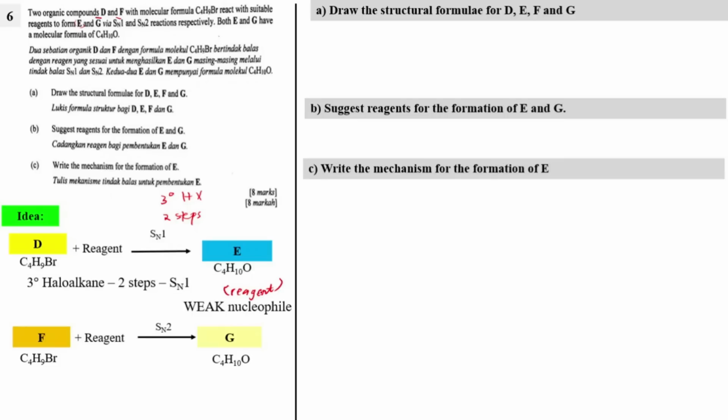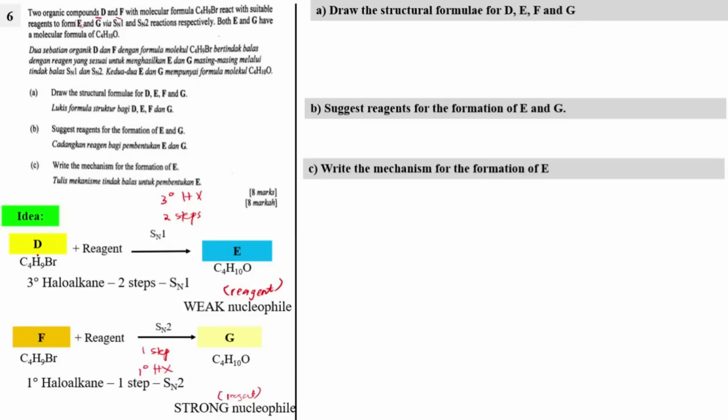So the reagent we must use is a weak nucleophile. Meanwhile, for SN2, it involves one step and it usually occurs for a primary haloalkane. So SN2 is one step with a primary haloalkane, and our reagent here needs to be a strong nucleophile. Okay, so from this understanding, we need to figure out D, E, F, and G.